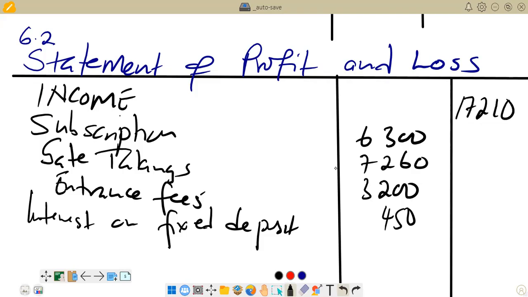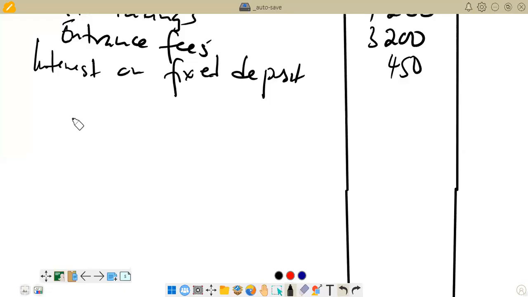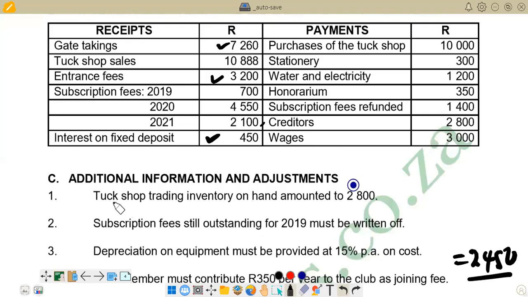So this is what we have. We can now move on to the second part, which is expenses. So we now have our expenses section. Here we are going to list all the expenses that we have. We can go back to the question to see which expenses we have there. Remember, we go to the credit side. That's where we've got our expenses.